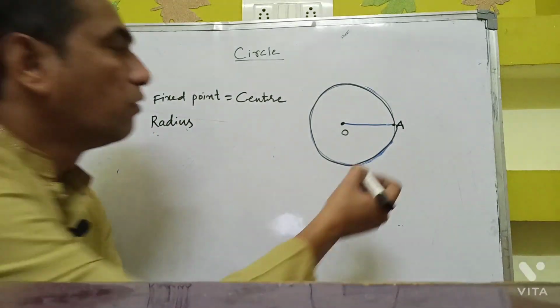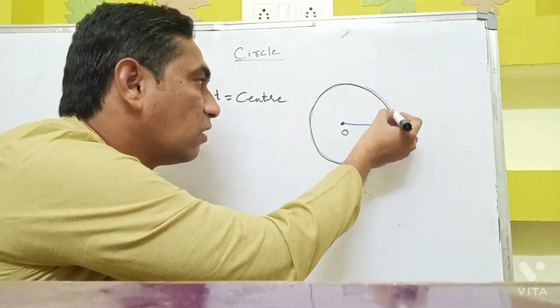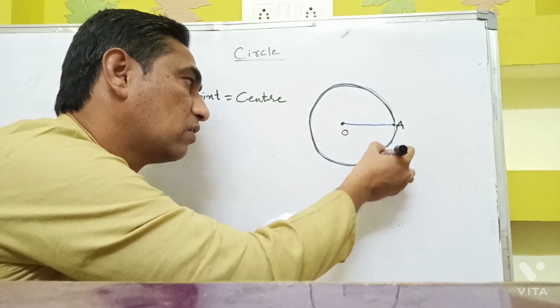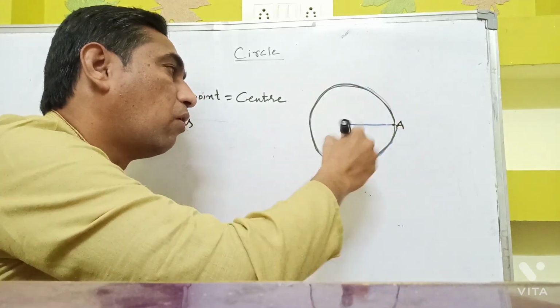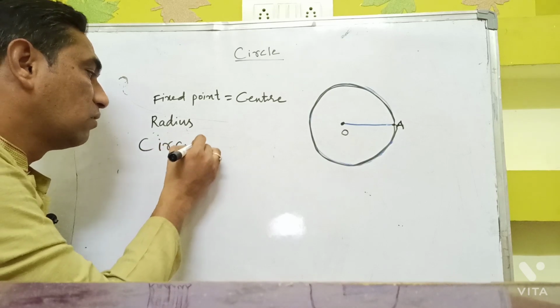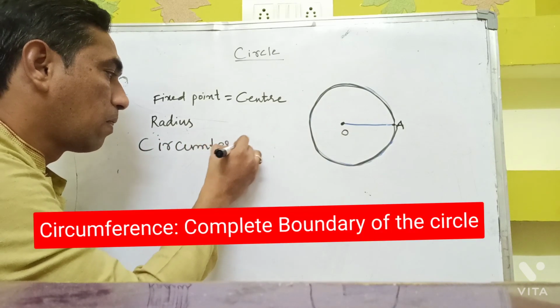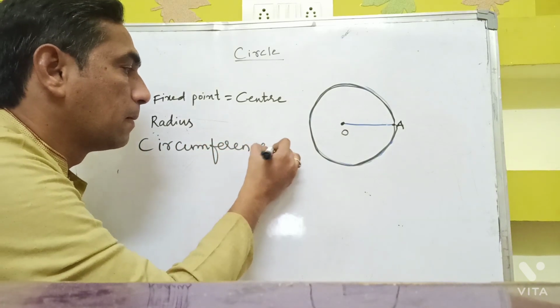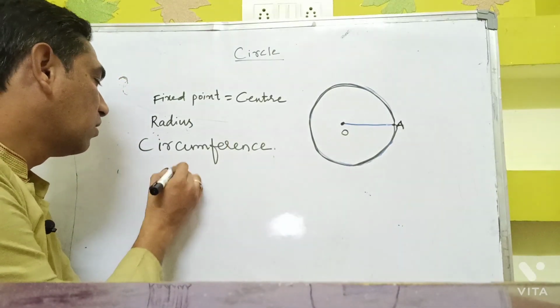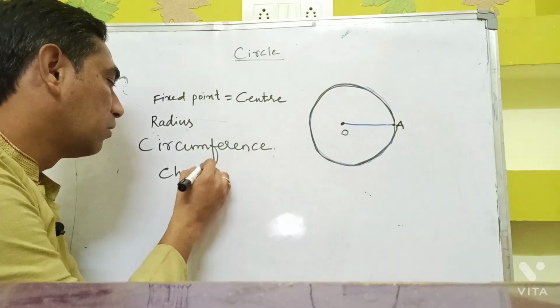Now see this, from here the boundary is here. In mathematical terminology, this complete boundary is called the circumference.